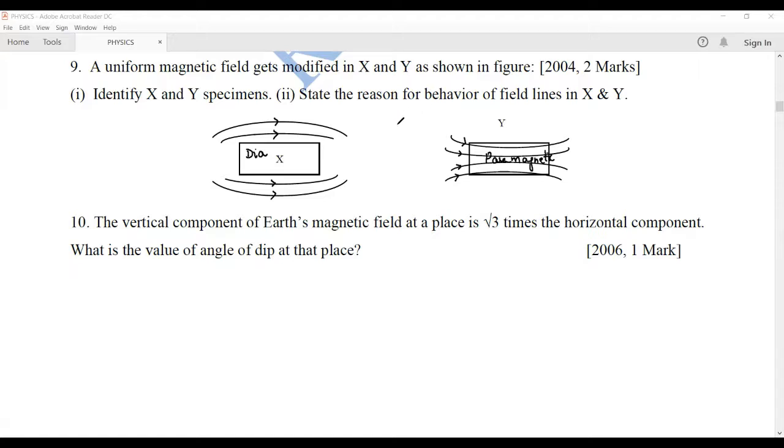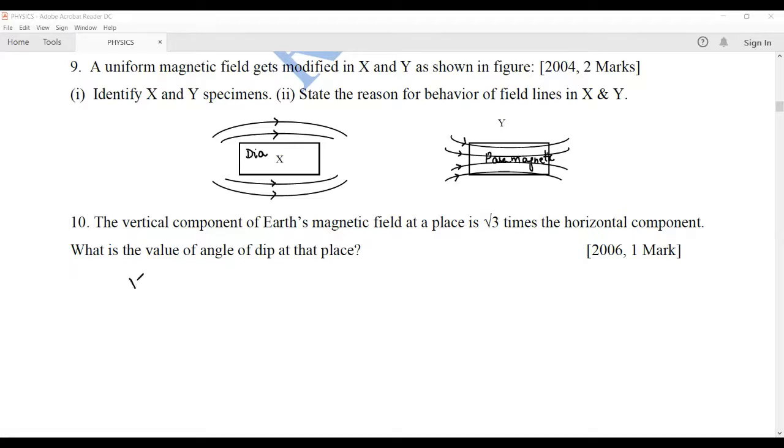State the reason for the behavior of the field lines. As the diamagnetic substance is repelled by a magnet, so the magnetic field lines are repelled by this diamagnetic substance, and the paramagnetic substance is feebly attracted by a magnet, so the magnetic field lines are also attracted by the paramagnetic substance.